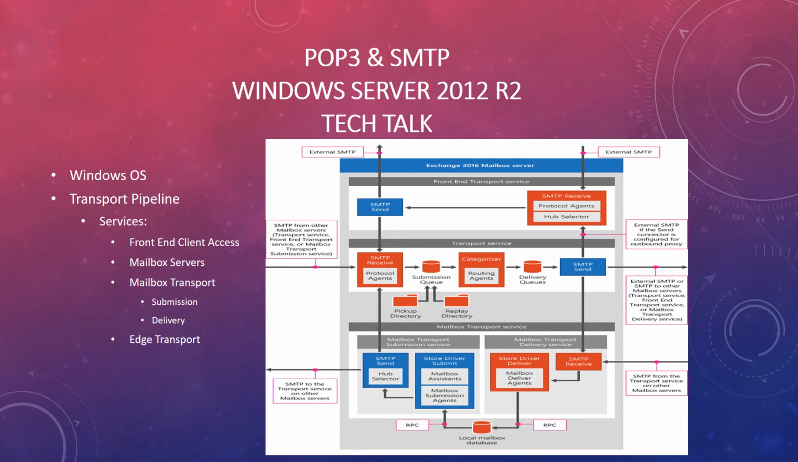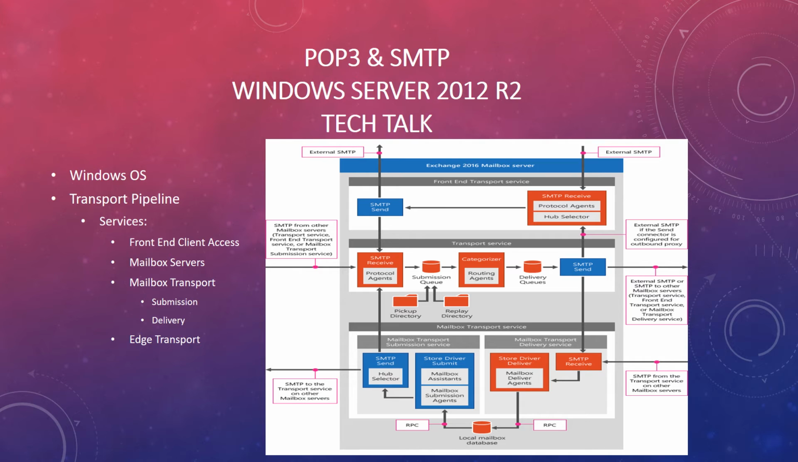Okay, I'm going to review now POP3 and SMTP on the Windows Exchange server. On a technical aspect, the Windows Exchange server only runs on Windows OS. It utilizes the transport pipeline, and this is where electronic mail transfer actually takes place. All components, services, queues, and connections used to route the messages are collected and transported through this pipeline.